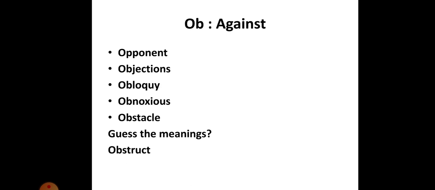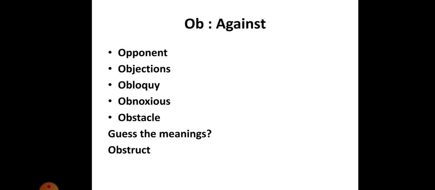And then you have obnoxious. Obnoxious habits or people or customs are harmful to others. Okay, that is what is meant by obnoxious. And then you have obstacle. Obstacle is a very common word and you must have heard it many times. Obstacle is a barrier or impediment which stands against progress.